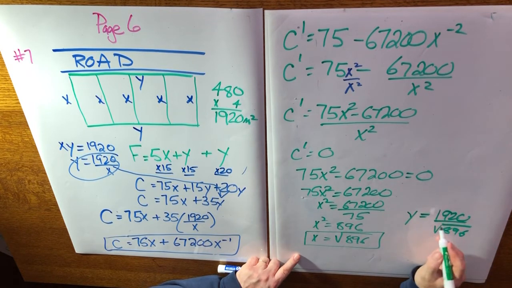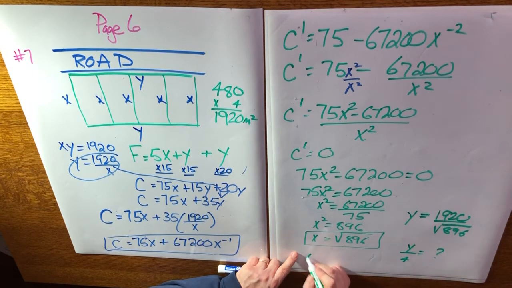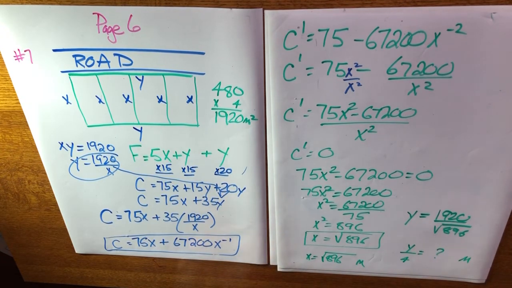Find the length of y, and remember that in order to find the dimension of each property, if that's what's asked, you've got to take your y value and divide it by 4. So each field will have that width, and then y divided by 4 will be the length.